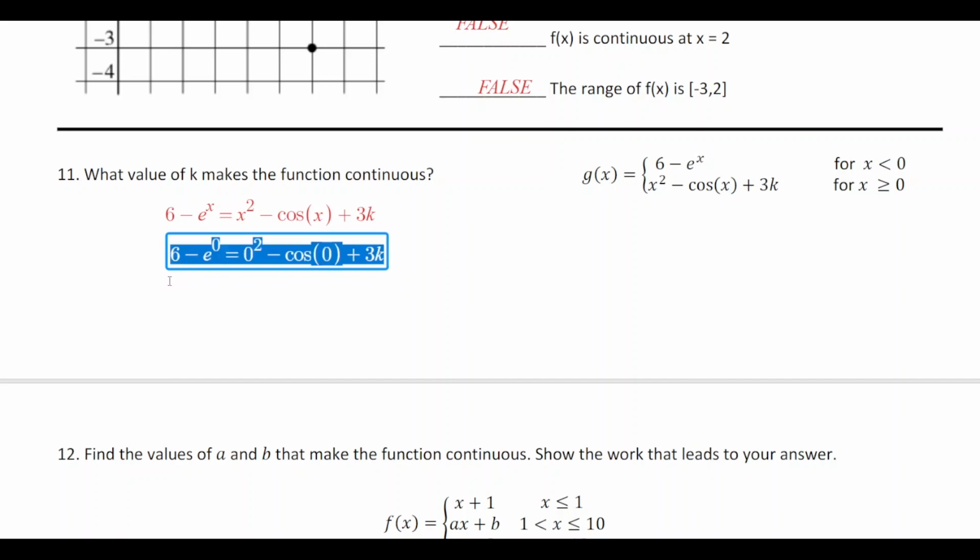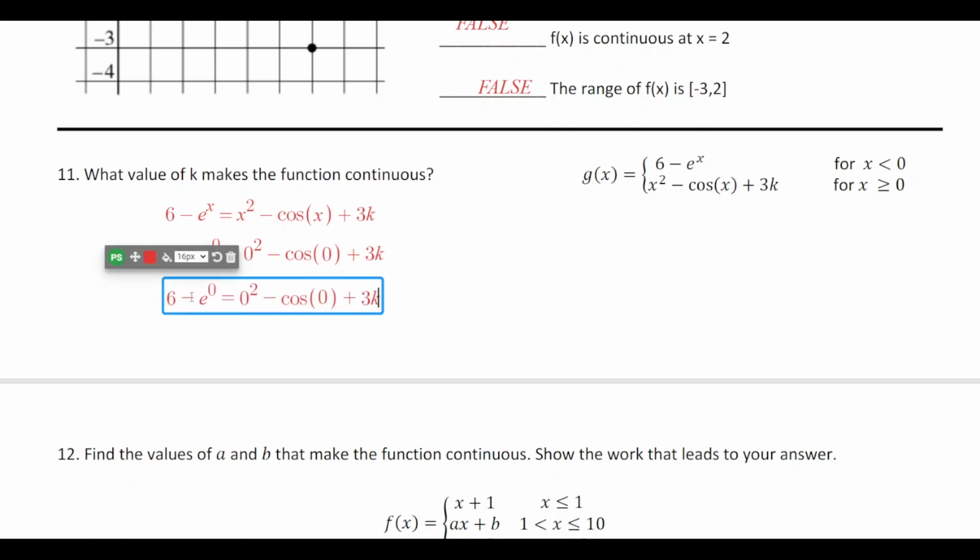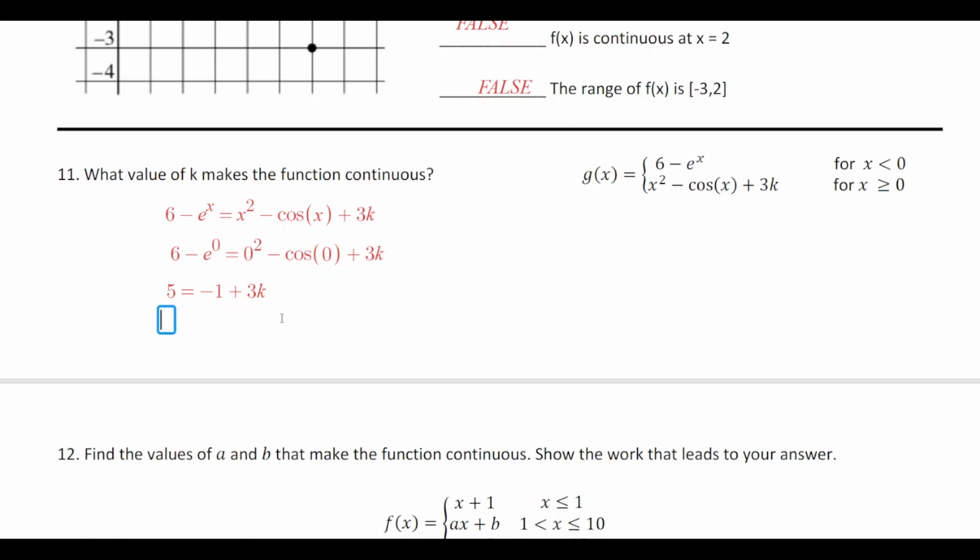Now we're just going to simplify this expression. Most of this should simplify pretty easily. e to the 0 is 1, and 6 minus 1 is just 5. 0 squared is 0, so we can just ignore that. Now cosine of 0 is 1, and you can use your unit circle to verify that. And so now to solve for k, I need to add 1 to both sides, which gives me 6 equals 3k, and then divide both sides by 3, so I get k equals 2. So that would be the value of k that would make this function continuous.